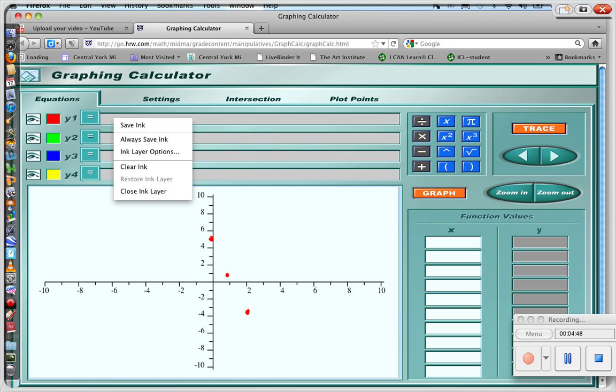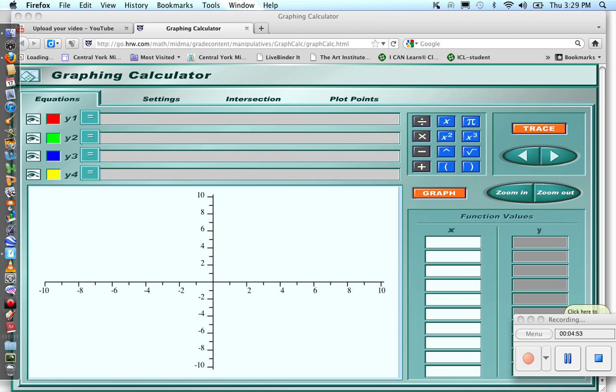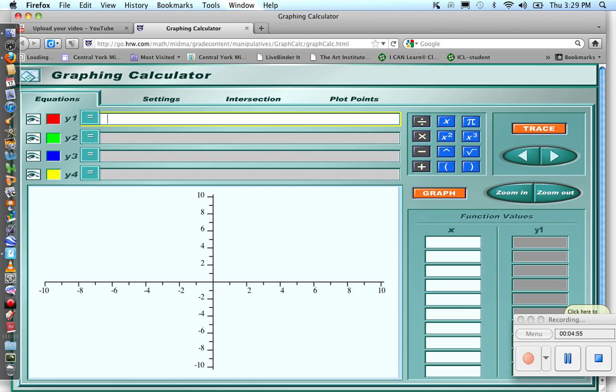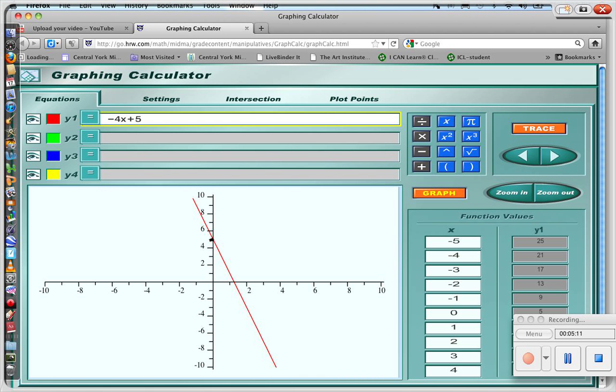But you see how they line up? The equation that we typed in was negative 4x plus 5. And if I graph that equation, hopefully you remember, my points were 0, 5, 1, 1, and 2, negative 3.